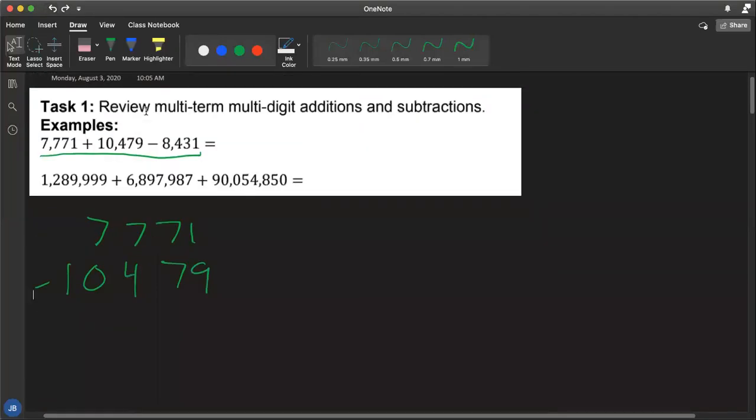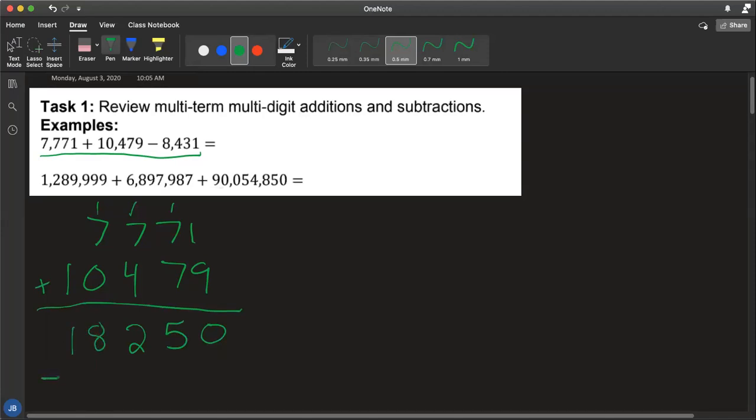There we go. Okay. So when we're doing this, 7,771 plus 10,479, what do we get for this first answer? Does anybody know? Here, we can do this. We'll add 0, add our 1, 5, add our 1, 2, add our 1, 8, 18.